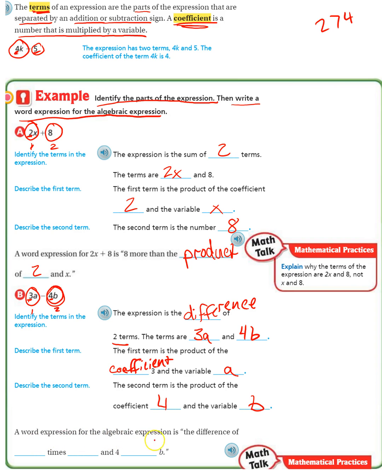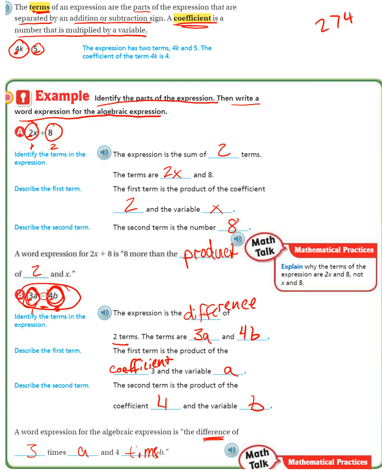So a word expression for the algebraic expression is the difference, because we're subtracting these two terms, of 3 times a and 4 times b. So we're finding the difference of 3 times a and 4 times b. So it's basically just putting this in word form, how you would say it to another person.